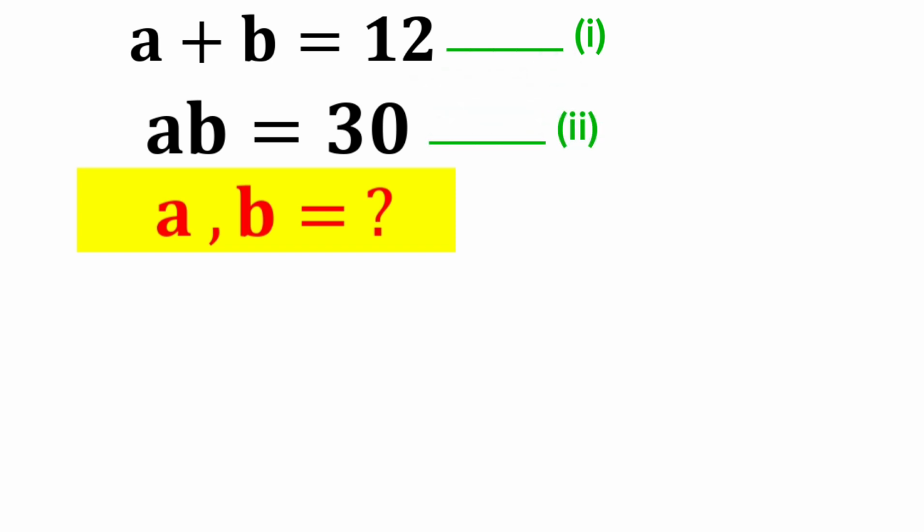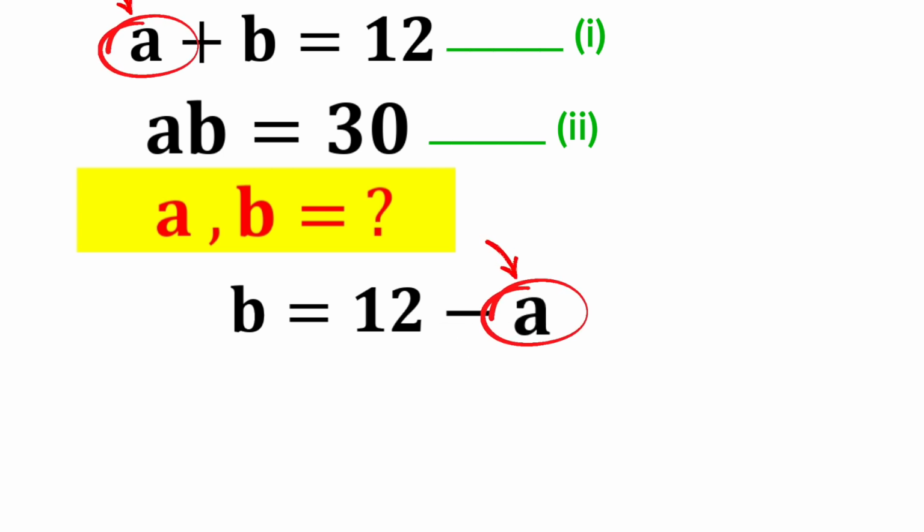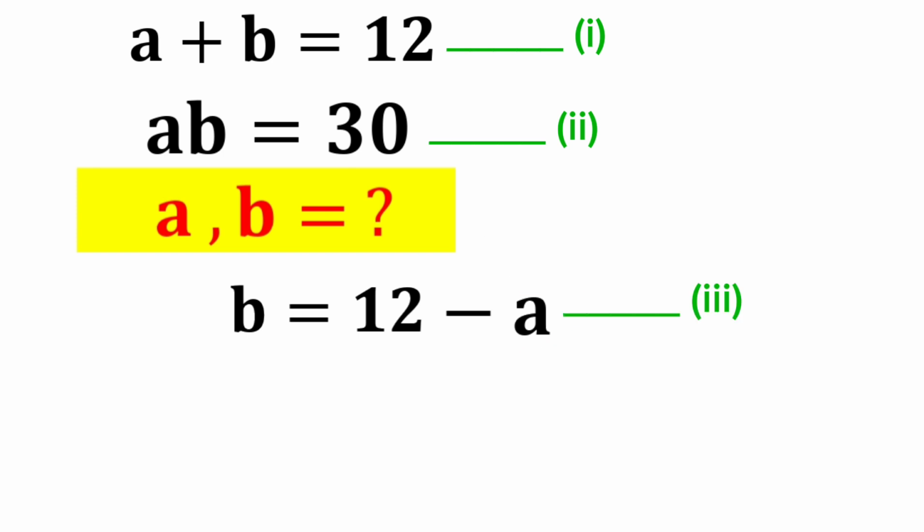So from our first equation, which is a plus b is equal to 12, you can say easily here b is equal to 12 minus a. I just move this a to this side, it will be negative a. This is our third equation. Now at this moment, I take our second equation, which is ab is equal to 30. This is our second equation.